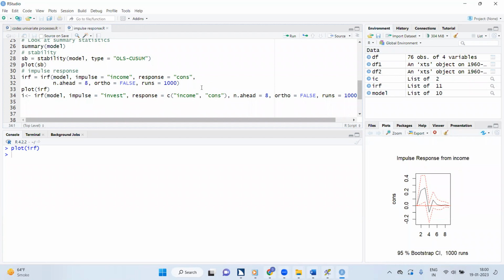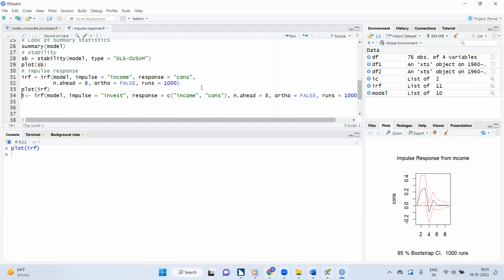In this graph, you see there are 3 lines. I think one solid line, and then some dotted or dashed lines around it. So the black line is the main response of the variable to the shock. In the present case, our impulse is income and the response is consumption. It means if income changes by 1 standard deviation, how does consumption behave?